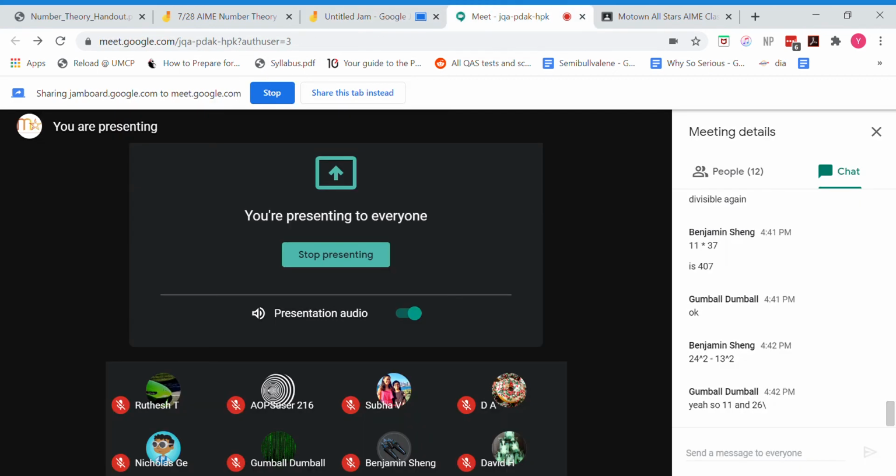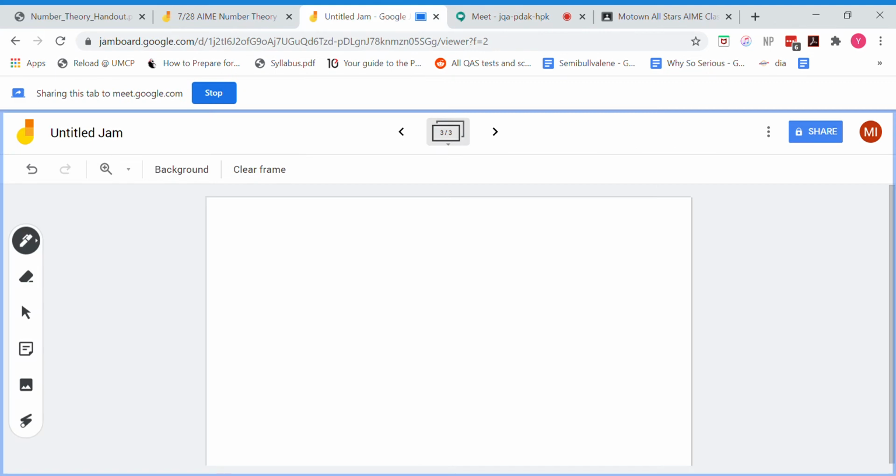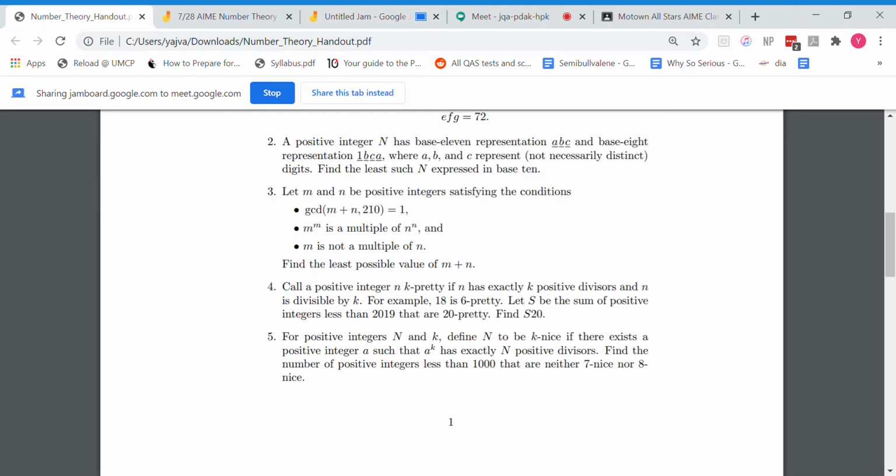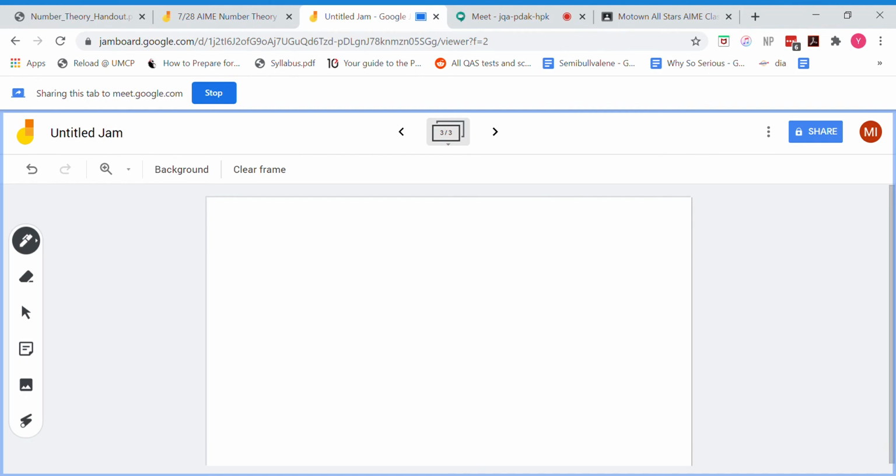Okay. Alright, so let's consider this. Any 20-pretty number is divisible by 20. Right, so let's write the prime factorization of such a number. So it should be 2 squared times 5 times k. Right, and it has 20 factors. And to count the number of factors, it's easiest to write the prime factorization.